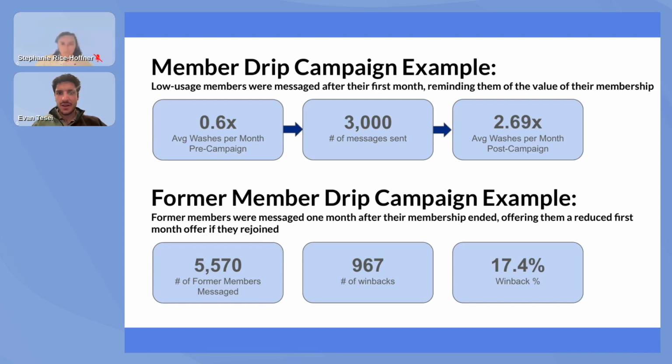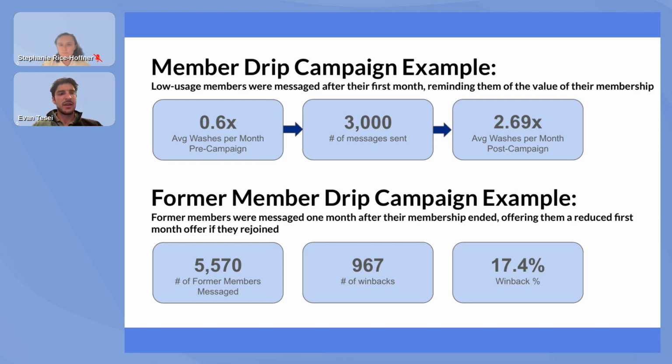Appreciate it. So on top of the operational ease of use which Steph just walked through, we also wanted to pull together some of the metrics that we tend to use to evaluate the success of these marketing campaigns because they tell a great story of their effectiveness. So on the top here, we have data from an existing member drip campaign where we're taking a look at a population of newly joined customers who have a slightly lower average wash frequency. So just under 1 wash per month, 0.6x washes per month.